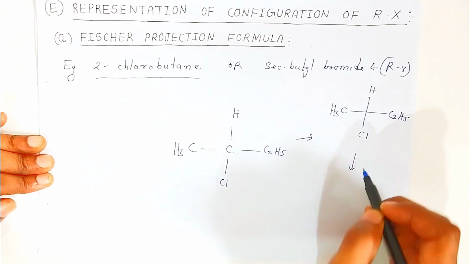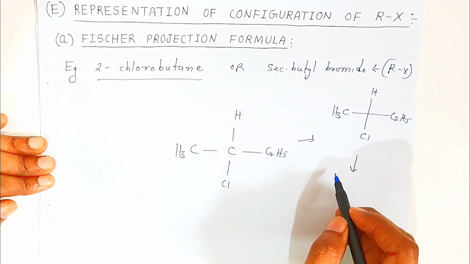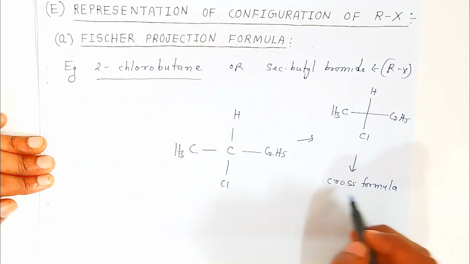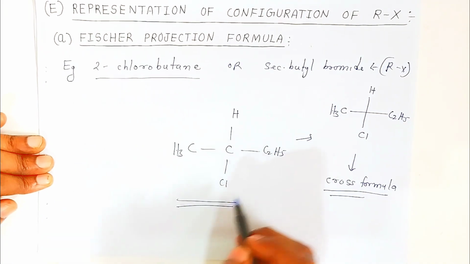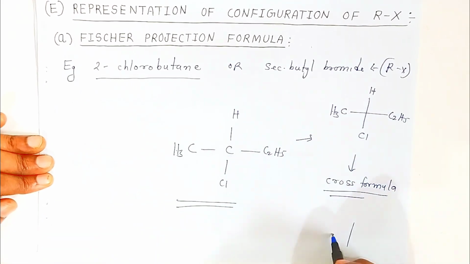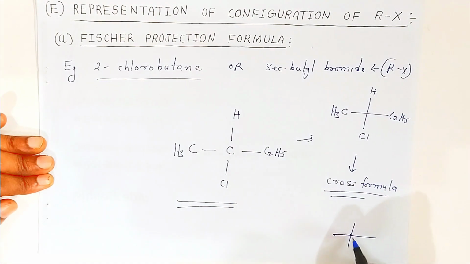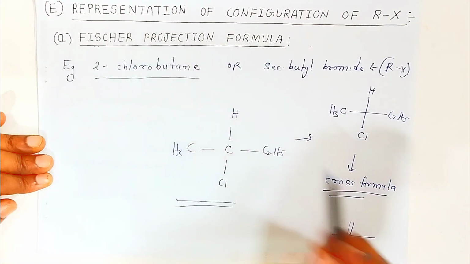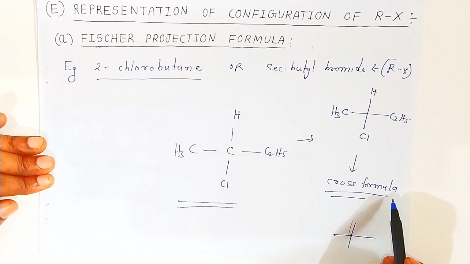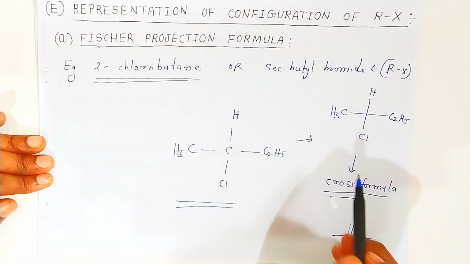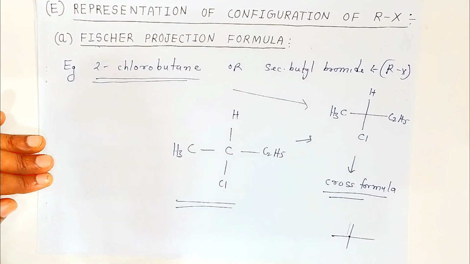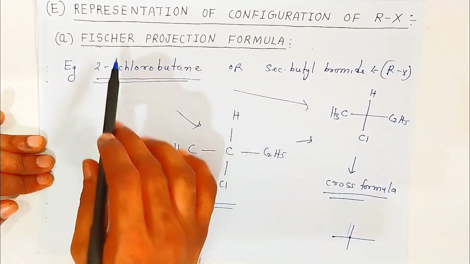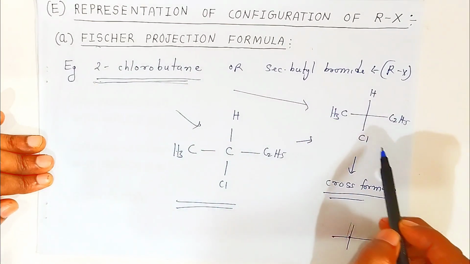So this is called the cross projection, also called the cross formula. Understanding students? So this is 2-chlorobutane. You have to consider this point as a carbon, so that is why it is called cross. The Fischer projection formula is also called the cross formula. So this is our normal representation of 2-chlorobutane, and if you want to represent it in Fischer projection formula, this is the way you have to represent it.